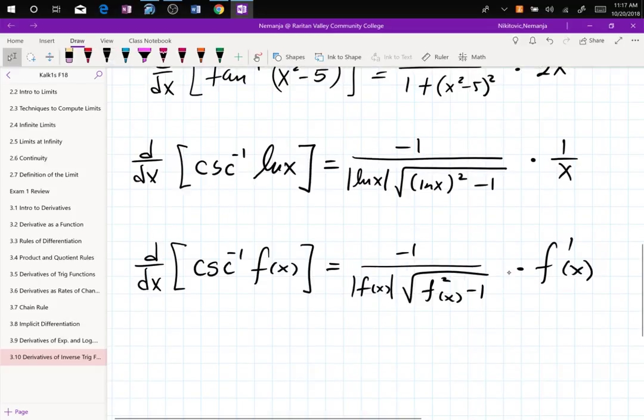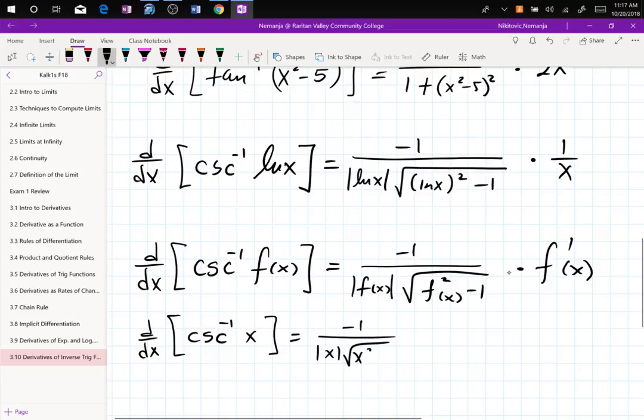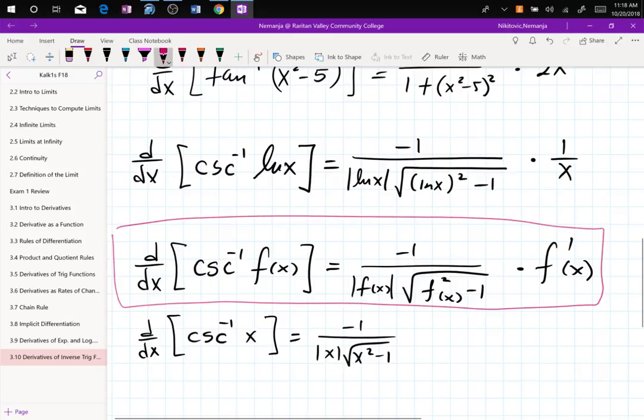If you compare this one to the original formula we had, which is the cosecant inverse of x, which was -1 over absolute x, square root of x squared minus 1, notice that the formula that I gave you above is actually the general case, because if I put f of x to be x, the top formula collapses to the bottom one. If f of x is x, then f of x becomes x, f of x squared becomes x squared, and the derivative of x is 1, so that's not even there. It collapses to that formula below.